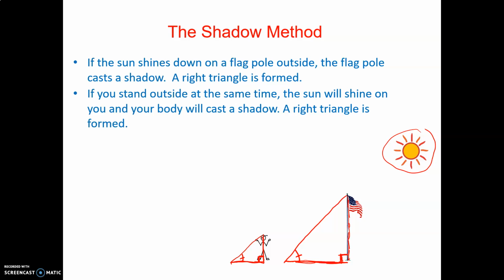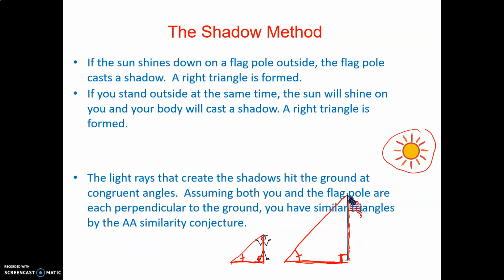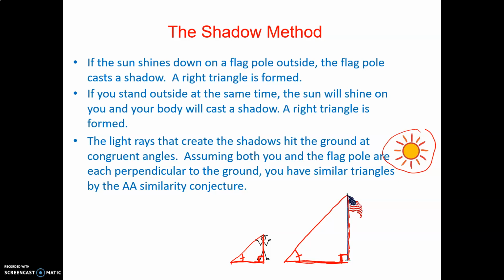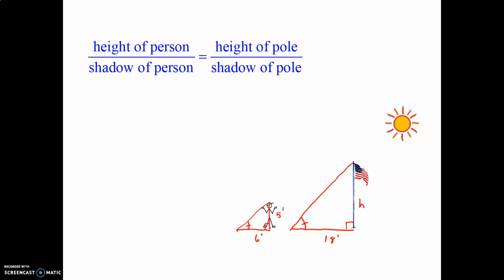So now I have a pair of equal angles. The light rays that create the shadows hit the ground at congruent angles. Assuming you and the flagpole are each perpendicular to the ground, we now have similar triangles by the AA similarity conjecture. So when the sun comes down, this angle here and this angle here are equal. So by these angles being equal and these angles being equal, by AA, we know that those triangles are similar. If they are similar, we can set up a proportion with their sides.